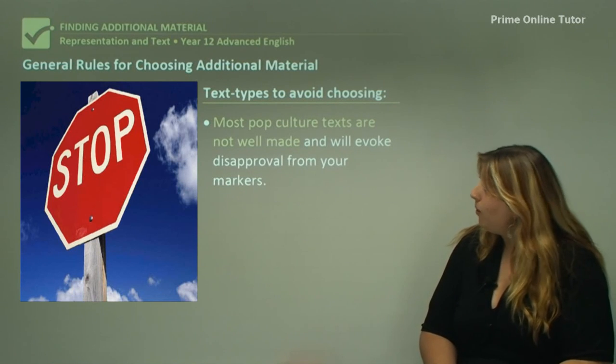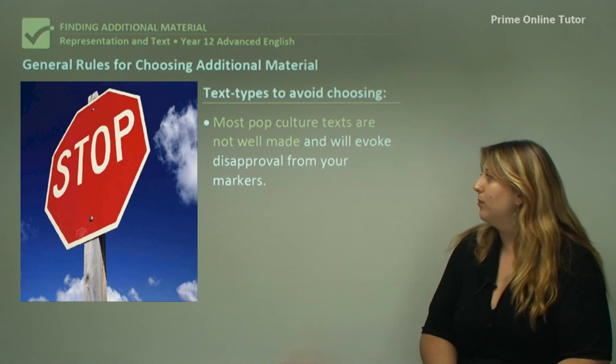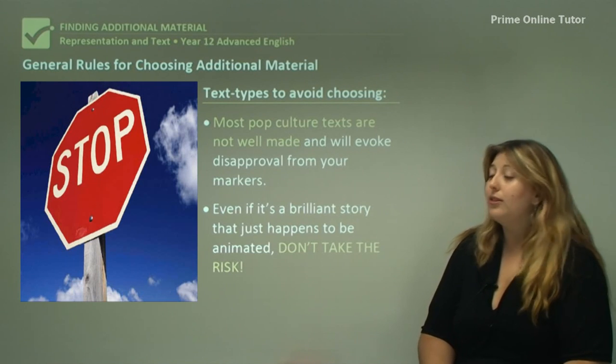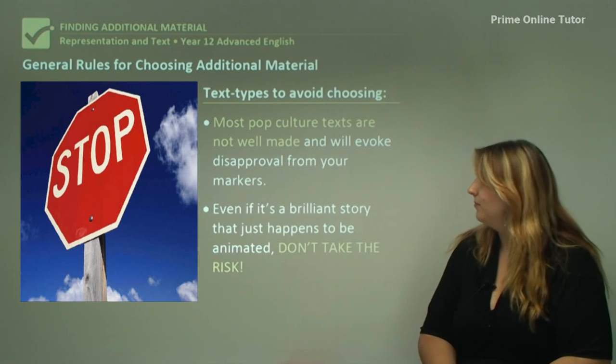Keep in mind that most pop culture texts are not particularly well made and most of them are going to evoke disapproval from your markers. So even if it's a brilliant story that just happens to be animated, and trust me, there are lots of those, don't take the risk.